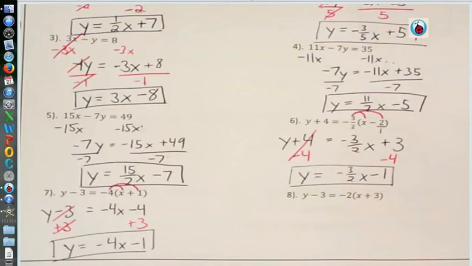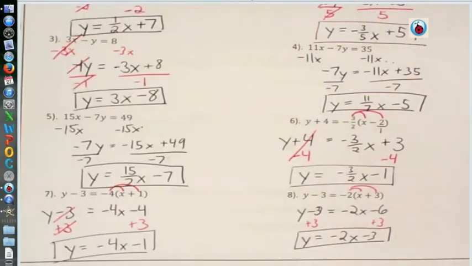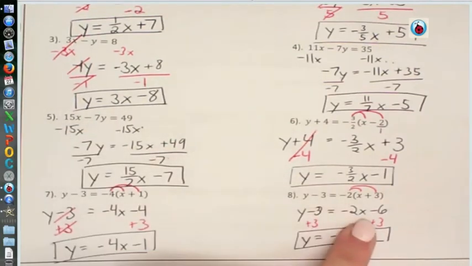So you can pause this video in order to try number 8. Remember, distributive property first, followed by getting y by itself. And unpause the video when you think you have your answer ready. All right, are you ready to check your answer with mine? Here we go. I got y equals negative 2x minus 3. I got that by distributing negative 2 through the parentheses. I then added 3 to both sides. I got y equals negative 2x minus 3.